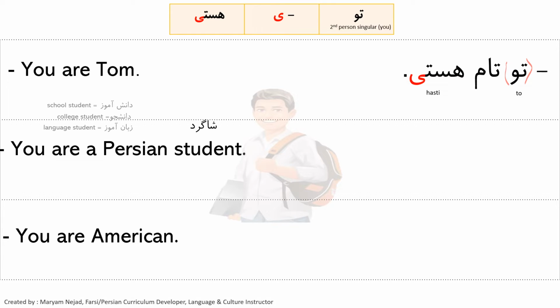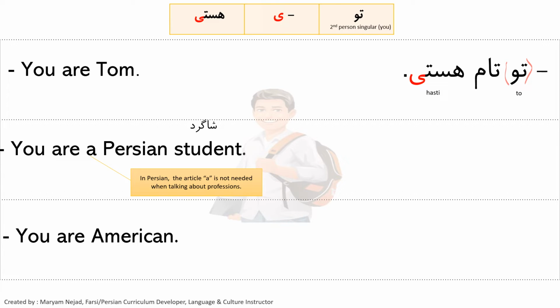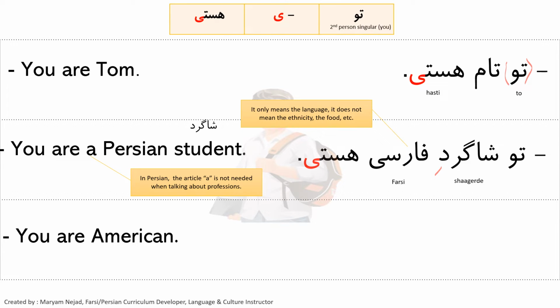student is shagird. There are more specific terms for student, but shagird is more general. So we're just going to go with shagird. And again, we do not need to have the article a when translating the sentence. So to shagird Farsi hasti. And also remember that Farsi is only the language, because in English, Persian is the ethnicity. It could be Persian food, but in Farsi, in Persian, Farsi is only used when we are referring to the language. All right, now we want to say you are American.